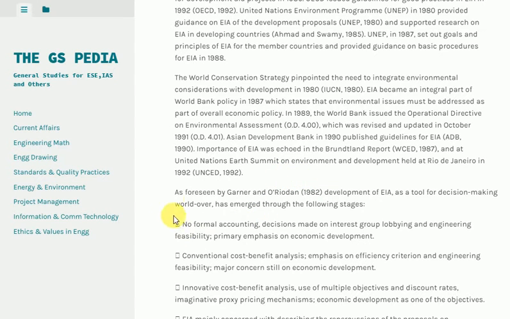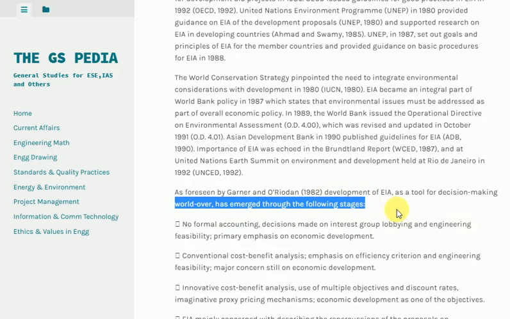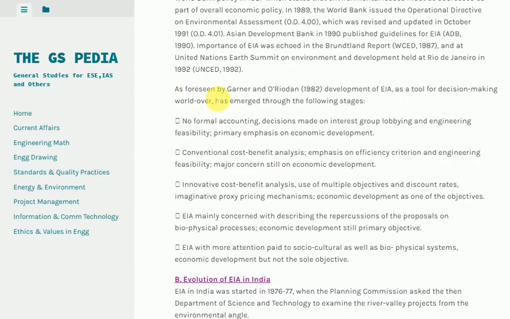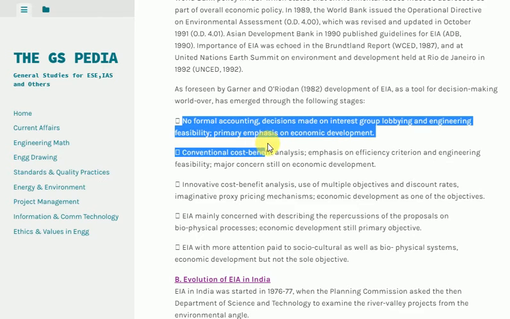As foreseen by Garner and Doriodin, 1982, the development of ESE as a tool for decision-making the world over has emerged through the following stages. First, no formal accounting, with decisions made on interest group lobbying and engineering. Then feasibility, with primary emphasis on economic development: conventional cost-benefit analysis, with emphasis on the efficiency criterion and engineering.